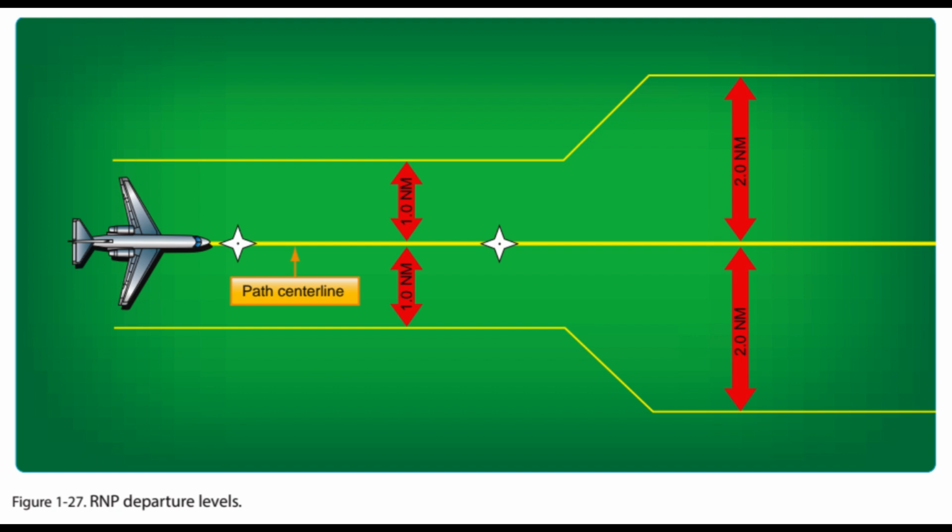RNP is RNAV with onboard monitoring and alerting. RNP is also a statement of navigation performance necessary for operation within defined airspace. RNP1, in lieu of RNAV1, is used when a DP contains a constant radius to a fix, RF, leg, or when surveillance (radar monitoring) is not desired, or when DME/DME/IRU is used. These procedures are annotated with a standard note, RNP1.